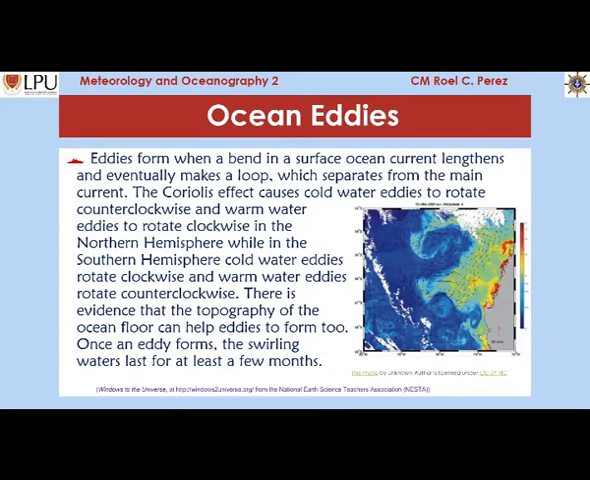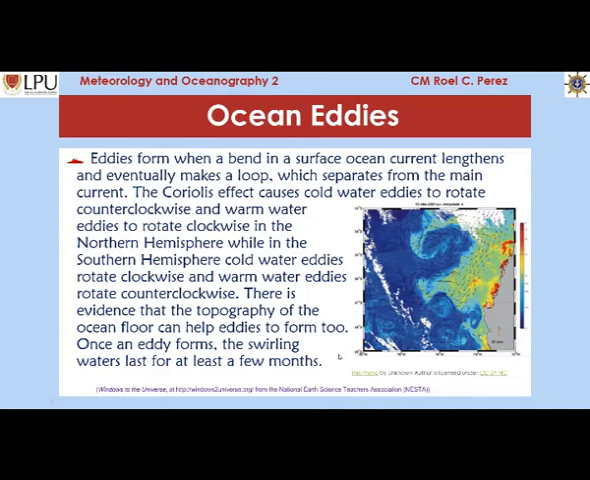Eddies form when a bend in a surface ocean current lengthens and eventually makes a loop, which separates from the main current. The Coriolis effect causes cold water eddies to rotate counterclockwise and warm water eddies to rotate clockwise in the northern hemisphere, while in the southern hemisphere, cold water eddies rotate clockwise and warm water eddies rotate counterclockwise.